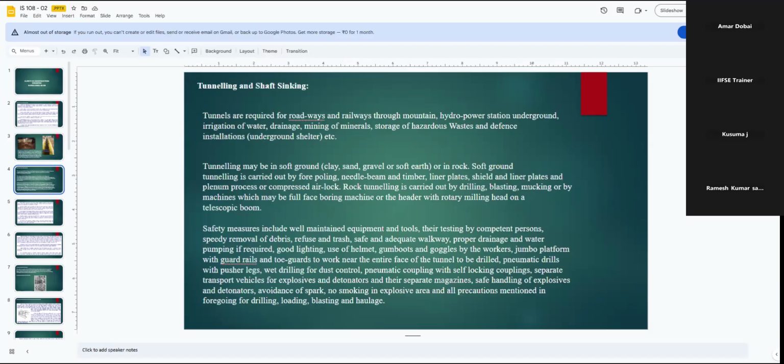Rock tunneling is carried out by drilling, blasting, mucking, or any other machines such as full force boring machines, or a header with a rotary milling head, or any telescopic boom. When you say rotary milling, it is a kind of drill machine application. When you say a drill machine application, what will happen? The drill will completely grind or take out the material which is in front of the drill head.